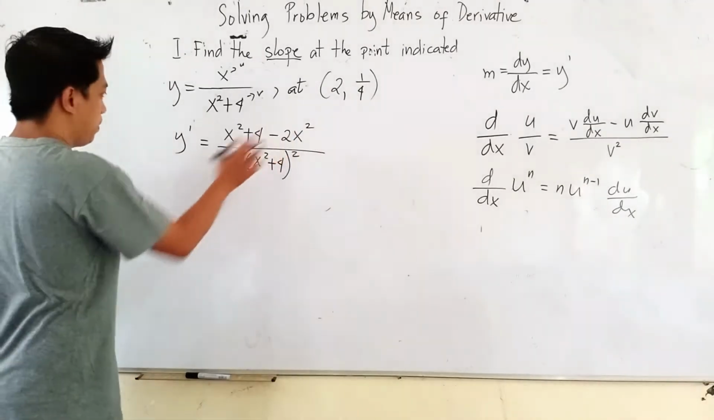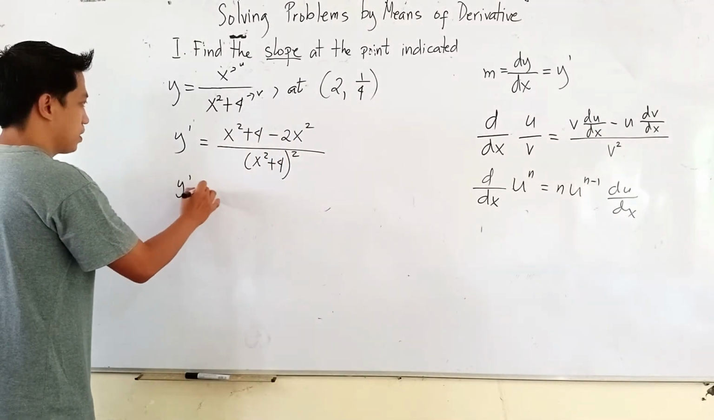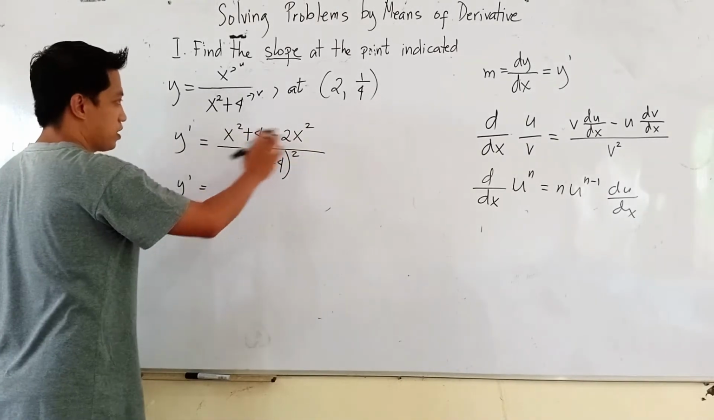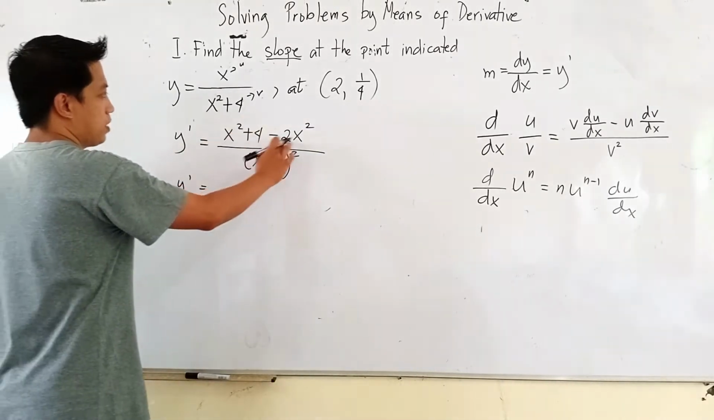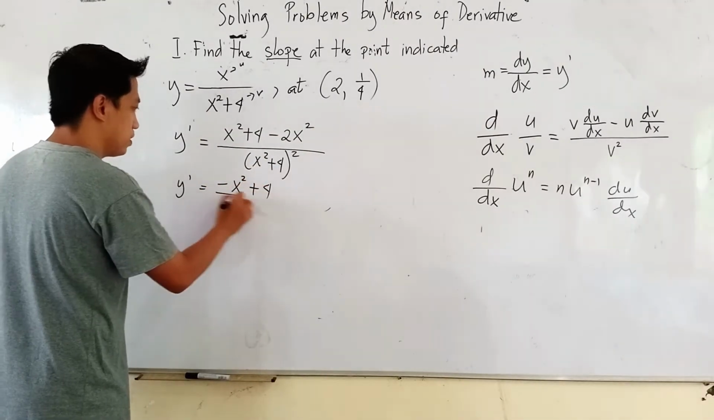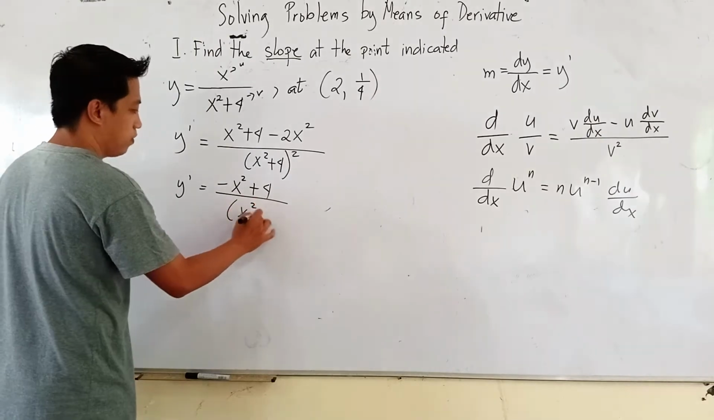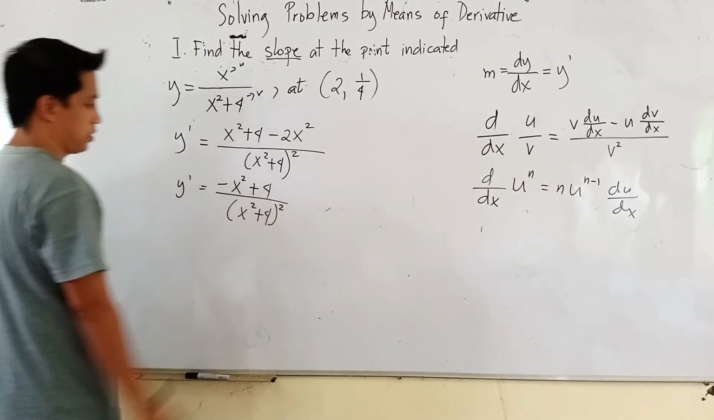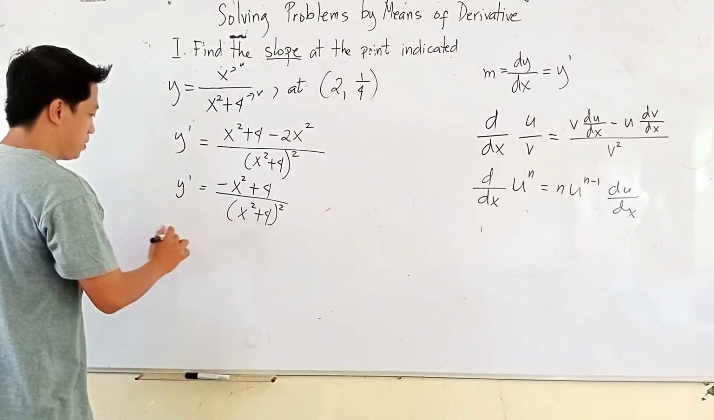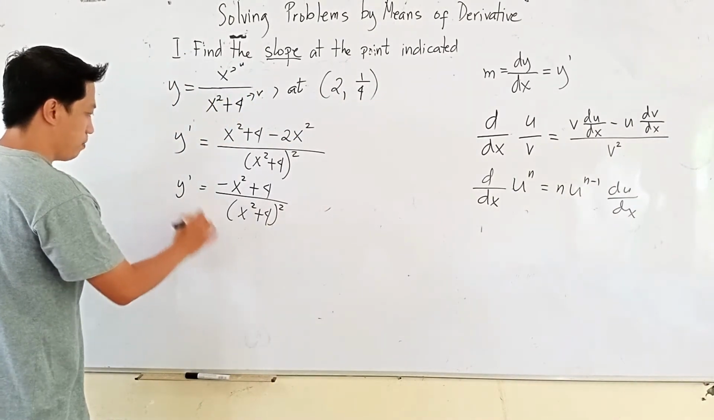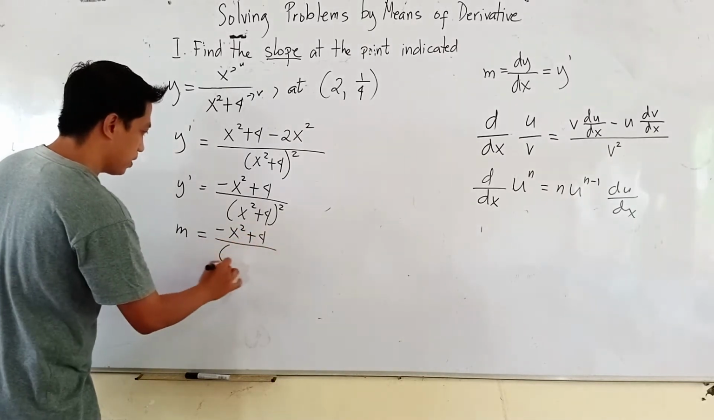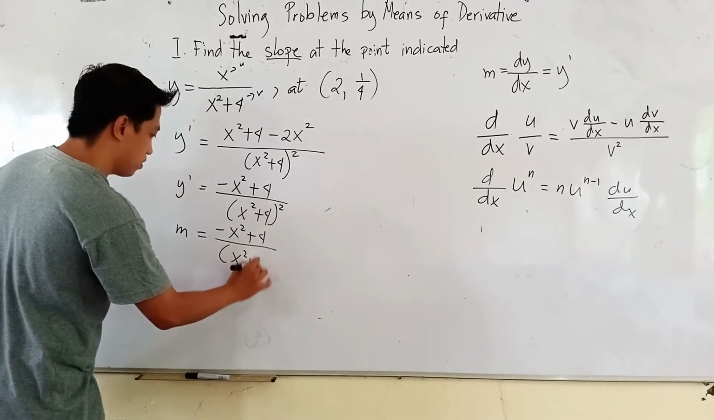Next, we can simplify our function kasi pwede natin makombine si x squared and negative 2x squared because they are similar terms. x squared minus 2x squared will give us negative x squared plus 4 divided by x squared plus 4 quantity squared. Since our slope is equal to y prime, we substitute m, or slope m, to y prime. This is now negative x squared plus 4 divided by x squared plus 4 quantity squared.